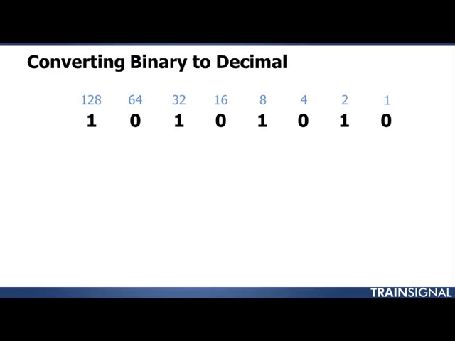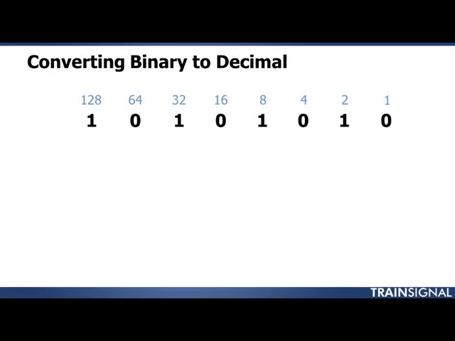From there, all you're doing is multiplying the column entry, the actual number that was entered into that column, by the value of that column. So 1 times 128, well, 1 times anything is itself, so you get 128. 0 times 64, well, anything times 0 is 0. So that's just 0. 1 times 32 is obviously 32. 0 times 16 is 0. And I'll tell you what, rather than going all the way through, there's a much easier way.